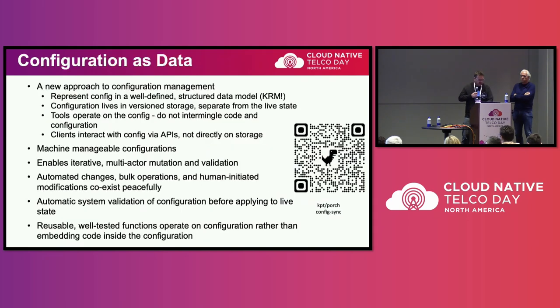The culmination of this, or the extension of this, is something we call configuration as data. When I say configuration here, what I'm talking about are those Kubernetes resources. I'm not talking about the network configuration of the device. I'm talking about the concept that once all of these things are Kubernetes resources, they're just data, and they're data that follows a certain structure.